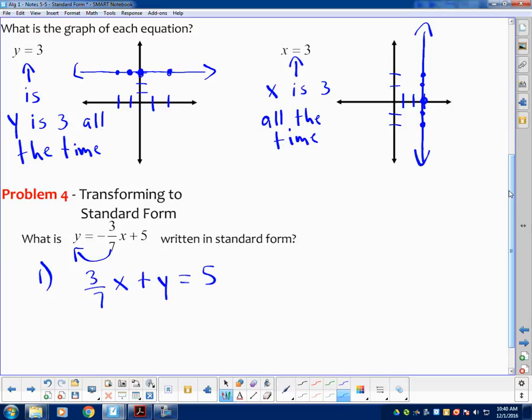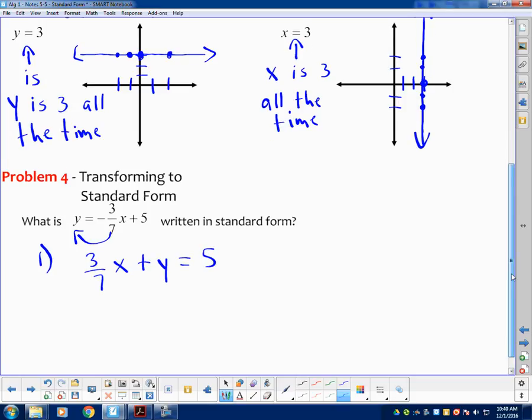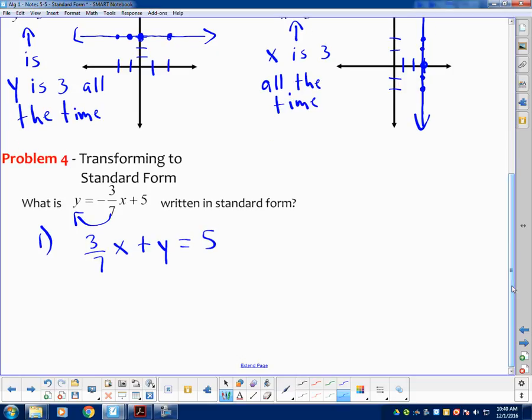Now, I've accomplished 2 things here. I've done number 1 and I've done number 2. I've got x and y on the same side. I also have step number 2, or rule number 2, was that it needed to be positive. And this is, in fact, positive. So there's one more thing I need to take care of, and that is getting rid of that fraction 3/7 in front of the x.